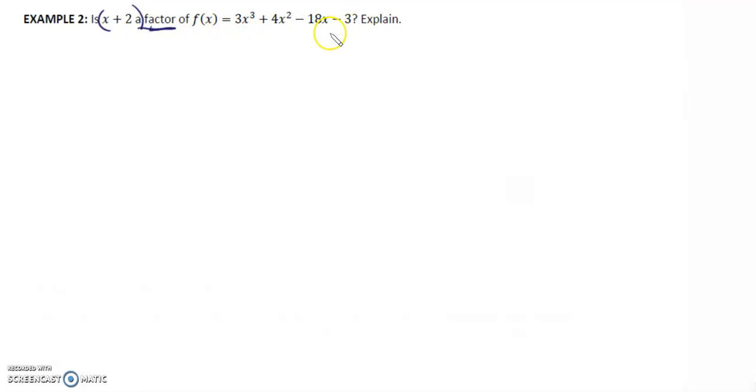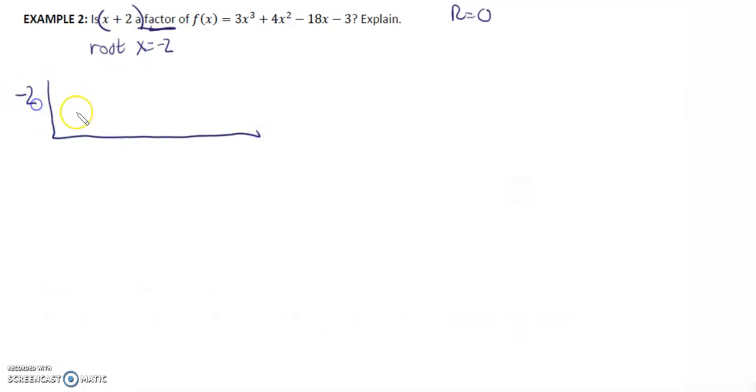Of this function, explain. Okay, I'm going to show it. So x plus 2, what that means is that we have a remainder 0. So the root of x plus 2 is going to be x equals negative 2. So we get negative 2, and then let's write out the coefficients: 3, 4, negative 18, negative 3.